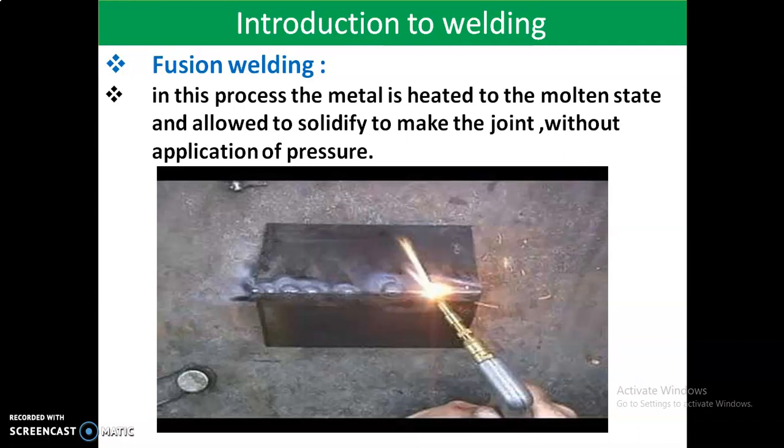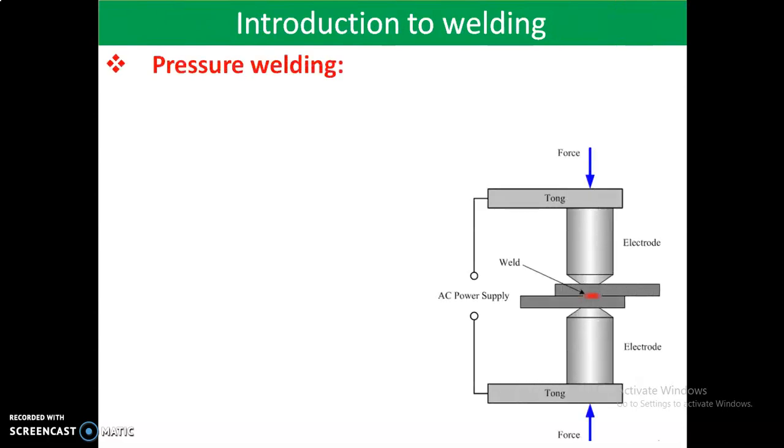Next, let us see pressure welding. What is pressure welding? What happens in pressure welding? This is a pressure welding diagram. In the pressure welding process, the metal is heated to the plastic state, and we apply pressure to make the joint. Here we are applying pressure or force on both sides, from the upward direction and from the downward direction, to make the joint.